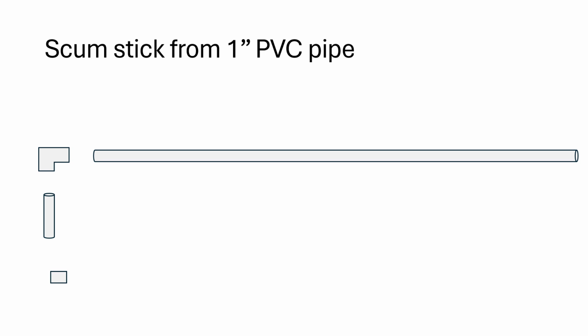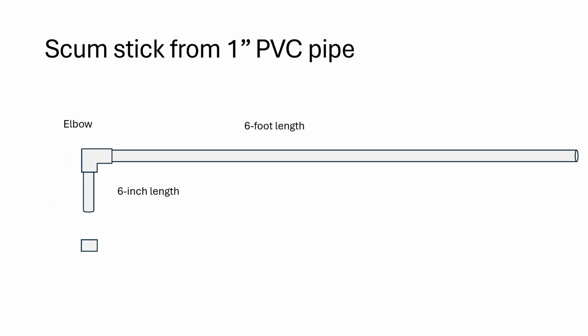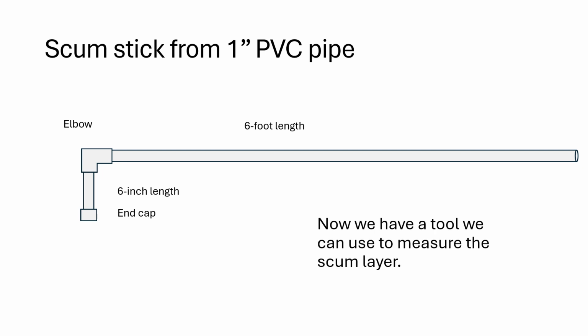Next, we're going to talk about creating a scum stick measurement tool from PVC pipe. You can use 3/4 inch or 1 inch PVC pipe. You'll need a 6-foot length normally of pipe, unless the septic is buried very deep for some reason. A 6-foot length is normally adequate. An elbow, a 6-inch length of pipe to give you an L shape, and finally an end cap to prevent liquids from entering. Then you have an L-shaped septic measurement tool that you can use to measure the scum layer.